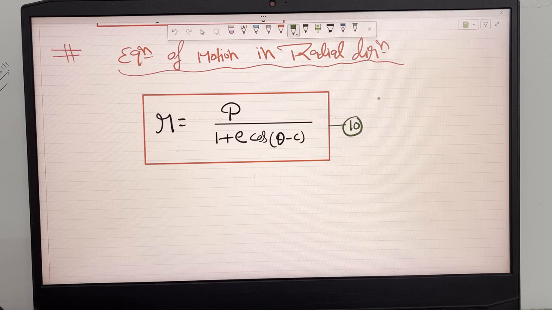This is called the equation of a conic, or it is also called the orbit equation. I'll tell you something about this orbit equation.